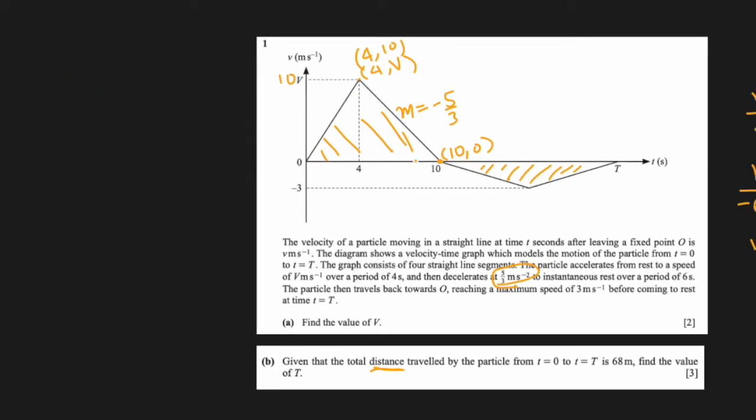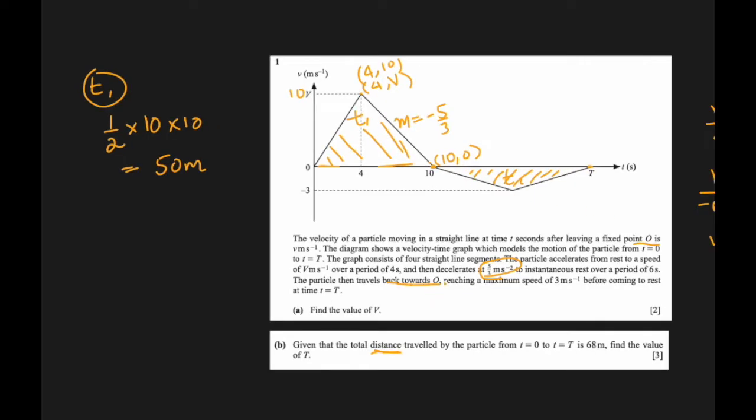Okay, first this triangle. So what will be the area? Let's call it triangle 1, and let's call this triangle 2. So triangle 1, what is the area of triangle 1? Which will be half base times height. Base is how much? 10. What is height? We just found it, 10 again. So the answer will be 100 divided by 2, 50 meters. So it went 50 meters away from the reference point, from point O, and then after that it started coming back, but it does not mean that it reaches O.